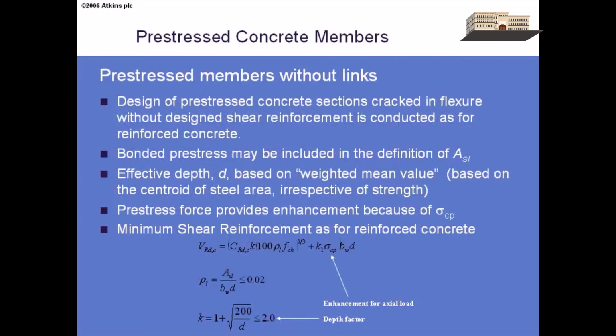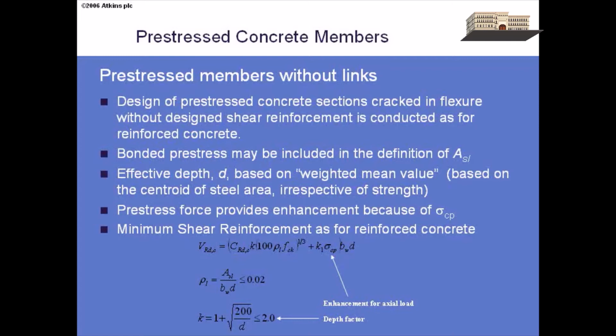There isn't actually very much to say about pre-stressed concrete because, in the same way as for bending, it's the same rules. We don't have separate sections. So if you have no links in your pre-stressed concrete, so it's probably a pre-stressed concrete slab rather than a beam, then we have to work from exactly the same expression that we use for reinforced concrete, and the only benefit you get from pre-stressing is in the sigma CP term. This is the actual axial stress that's been applied by the pre-stressing force. But otherwise, everything is exactly the same.